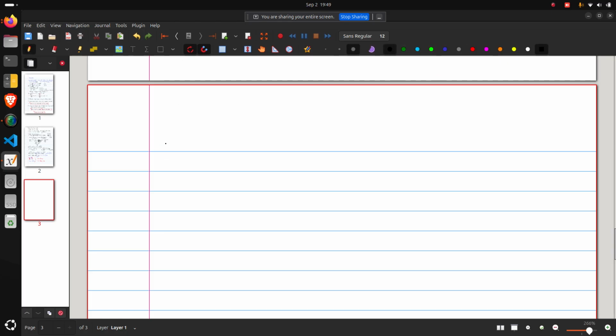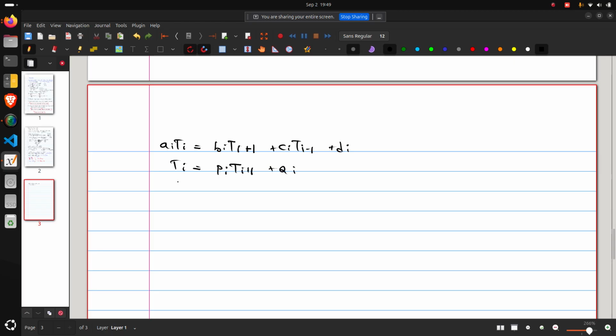So first of all, we have AiTi = BiTi+1 + CiTi-1 + Di. Then we have Ti = PiTi+1 + Qi, right? And we'll do it for the previous cell also: Ti-1 = Pi-1Ti + Qi-1. Okay. Now we will take this equation and put it back here.